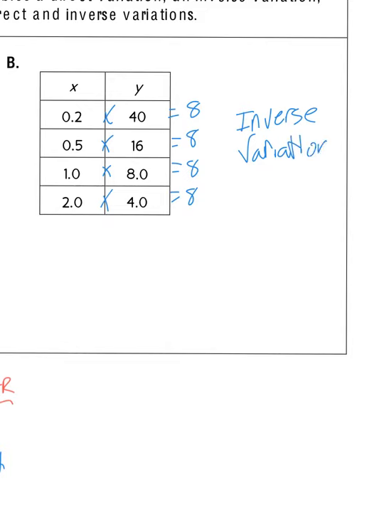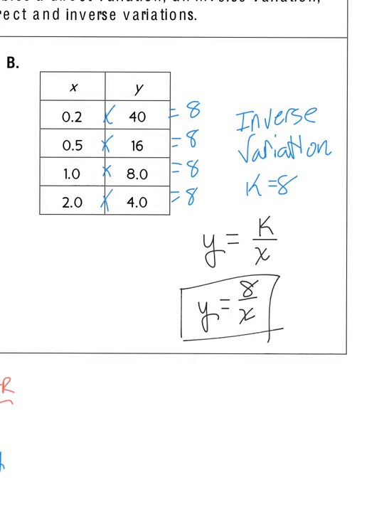That looks so much better. Well, it started out good. Inverse variation, I know that my k is equal to 8. Now, inverse variation is y equals k over x. So now that I know my k, my function model is 8 over x. So pat yourself on the back if you did that correctly. All right, next page.